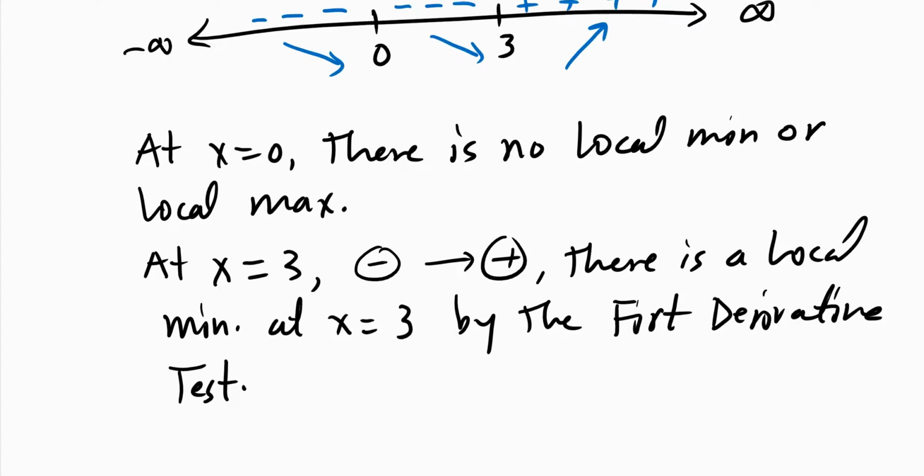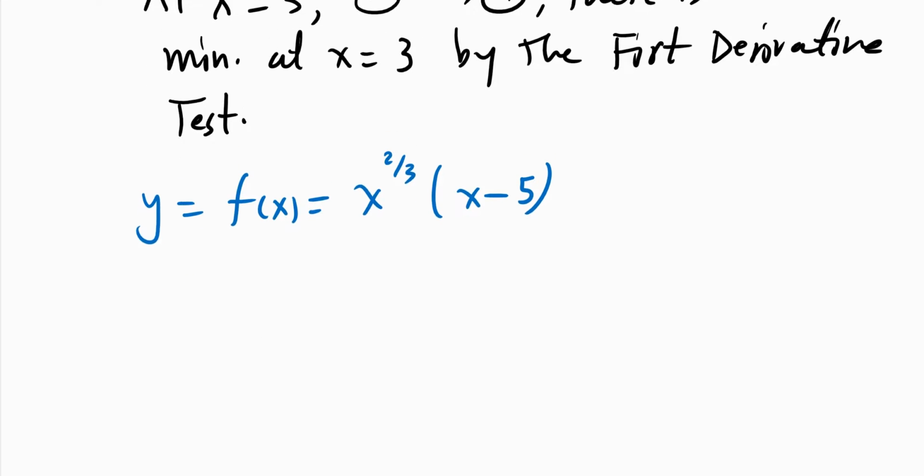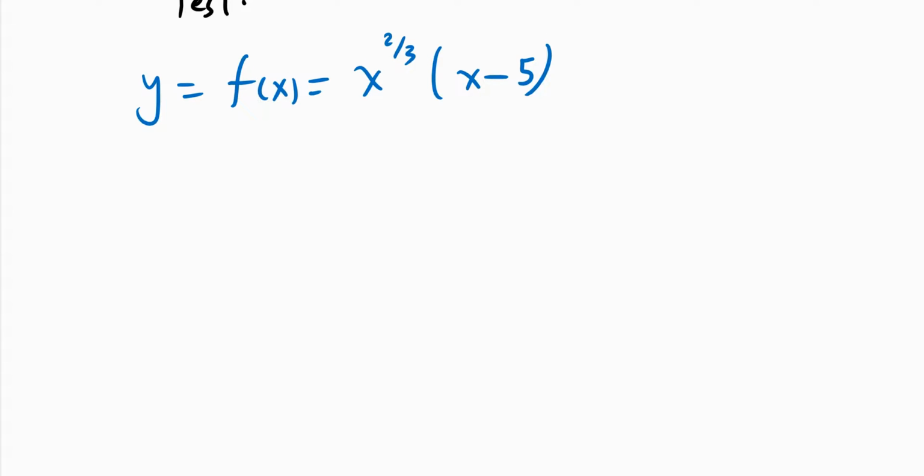What about looking at a more complicated one? Say y equals f of x equals x to the 2/3 times x minus 5. So the first thing we do is we need to find the critical number so we can use the number line. So how do we use the critical number to use the number line?